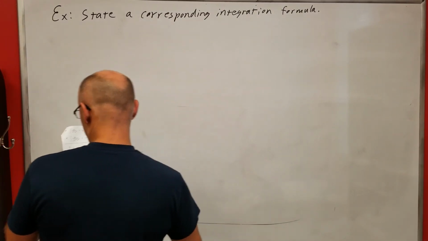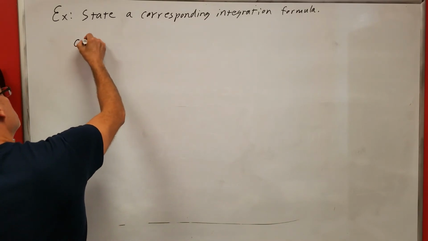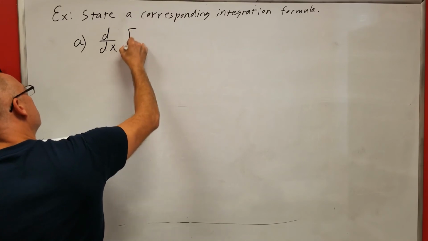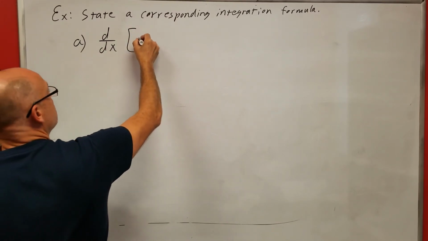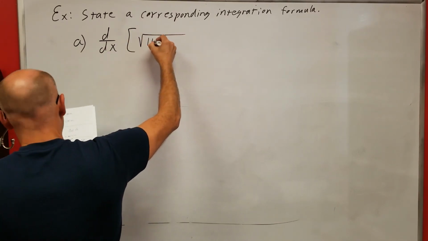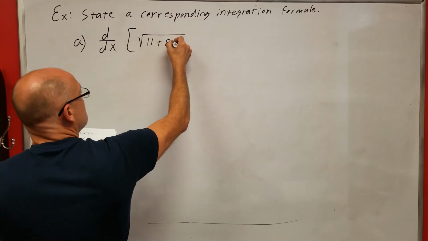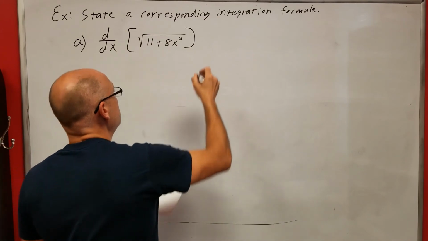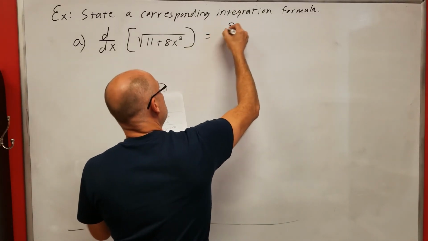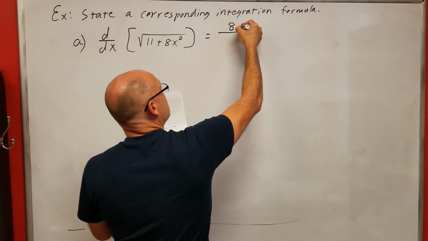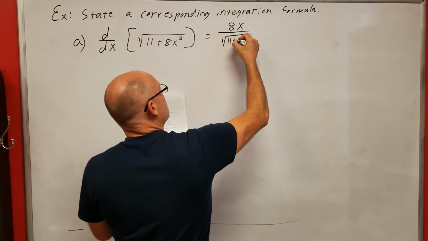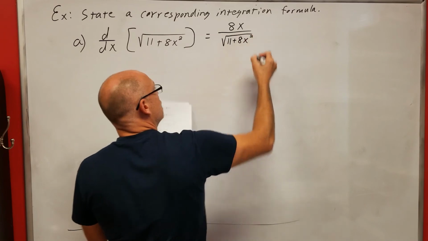And what I'm going to have is this, part A. Part A says they're finding the derivative with respect to x of the square root of 11 plus 8x squared, okay? And they give you that that's equal to 8x over the square root of 11 plus 8x squared, like this, okay?